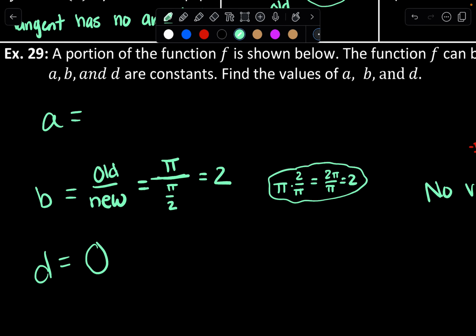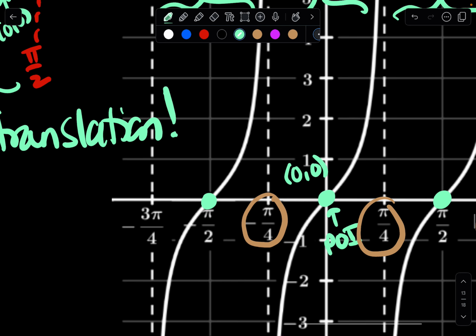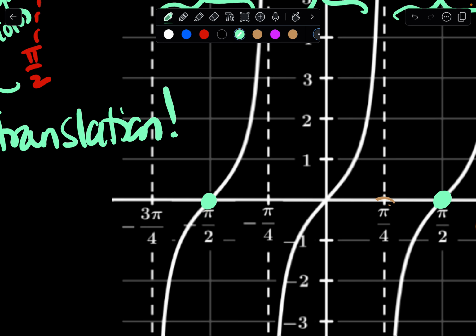So now for tangent, the amplitude is usually going to be a little bit more difficult, right? So the amplitude is going to be the vertical stretch or vertical compression. So it's our vertical dilation. So I'm going to go ahead and get rid of some of this so that we can have a clean slate.